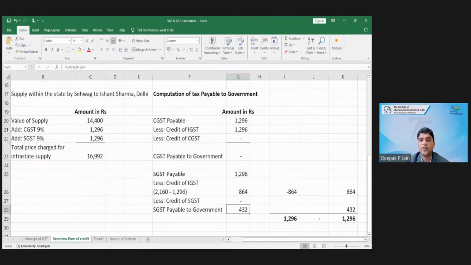And balance 432 is payable. I've paid that. Since it's a CGST, SGST transaction, I'll pay directly to the state government. And the state government will get the credit which I've utilized for the transaction for IGST. They'll convert that IGST credit to the SGST credit and give 864 rupees to his state.